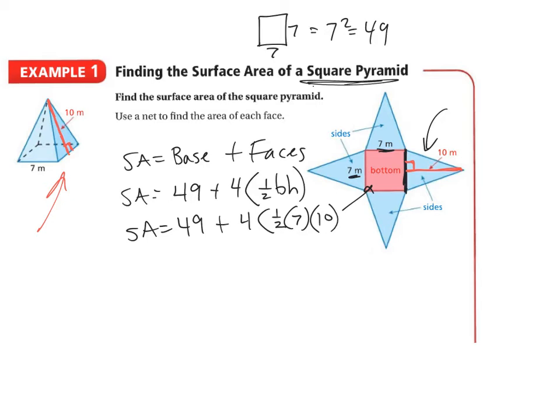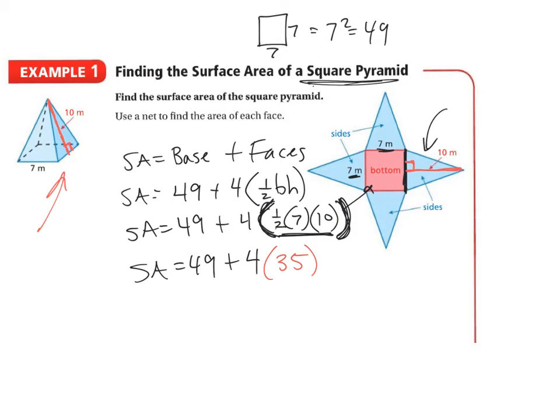So let's get moving here. That's still in parentheses, so we're going to do this part first. We already have the 49, and then we're going to multiply 4 times whatever's inside these parentheses. Using the commutative property, 1/2 times 10, 1/2 of 10 is 5. 5 times 7 is 35. So it is 4 times 35.